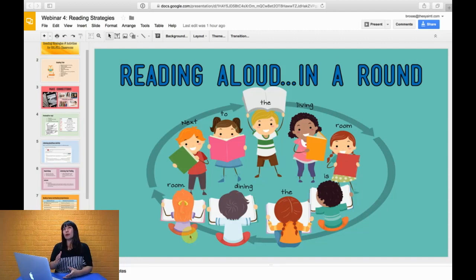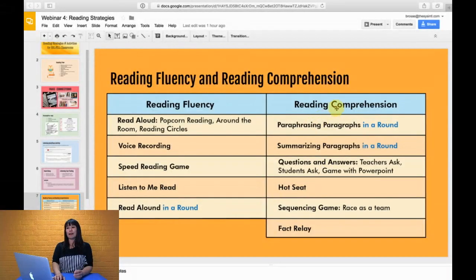When you go to higher levels, so maybe at the intermediate or advanced level, you might do 2 or 3 words at a time, or even whole sentences. So they would rotate after each sentence. But the idea is that they are switching off, so they do need to pay attention. The audience is also paying attention. So some other ideas that we have for in a round are for reading comprehension, paraphrasing paragraphs, as well as summarizing paragraphs. So paraphrasing paragraphs is obviously you would first need them to do paraphrasing.